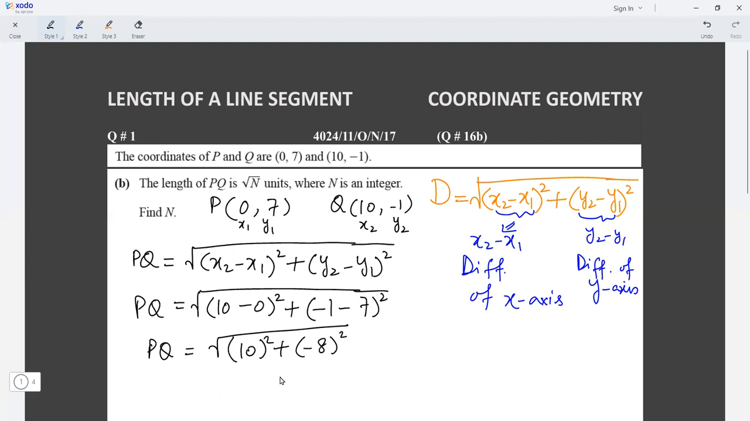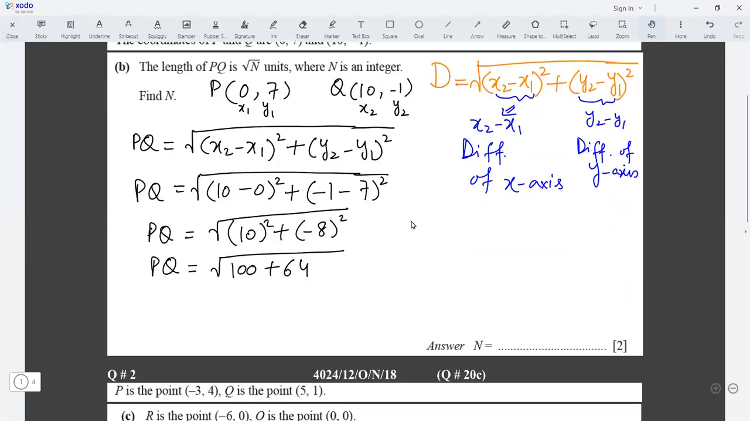So negative 8 squared is positive. We multiply negative 8 with negative 8, and the result is always positive. So square root of 10 squared, which is 100, plus negative 8 squared, which is 64. Add both of these numbers, and 100 plus 64 gives the square root of 164.